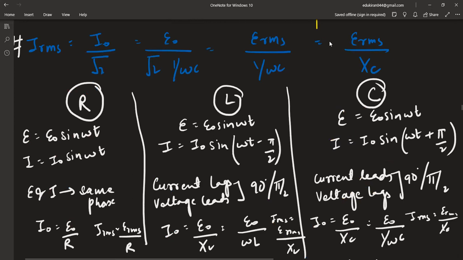IRMS, ERMS will be the same. The concept will be the same. When you are using I naught here for these circuits, use E naught by 1 by omega instead of resistance, if it's not a circuit having only resistors. So normalize using these for this also.